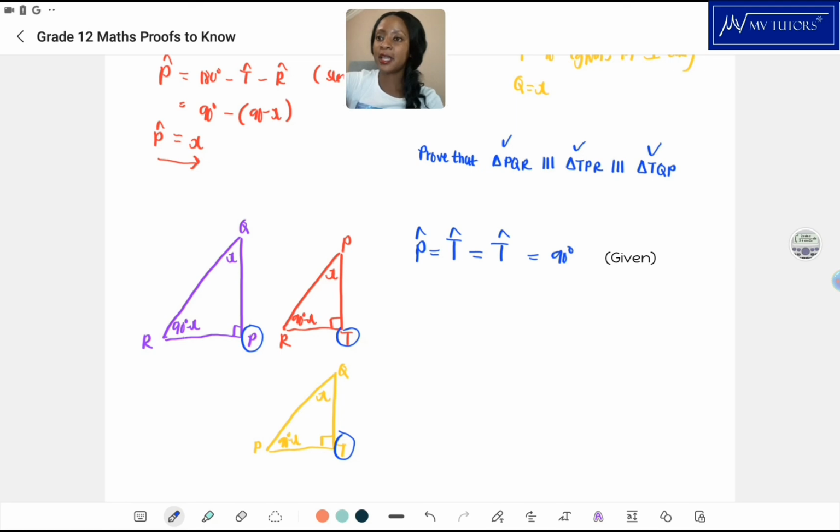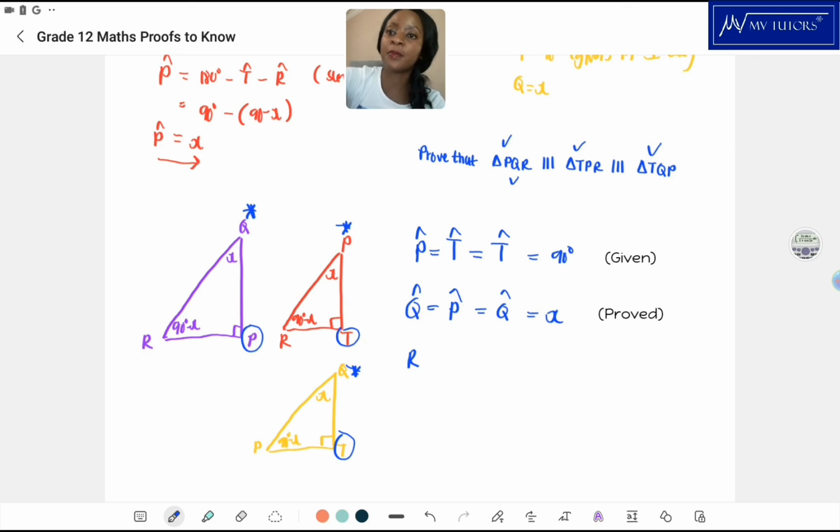Great. Now, let me start with Q in triangle PQR. So there is Q, it's equal to P in triangle TPR, and it's equal to Q in triangle TQP. So that is equal to X. Alrighty, and then lastly... we have Q, we have P, we have Q.